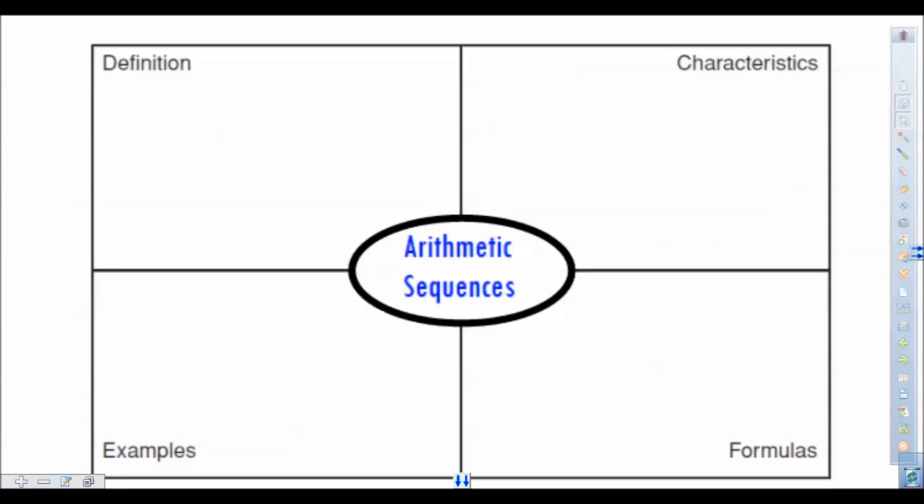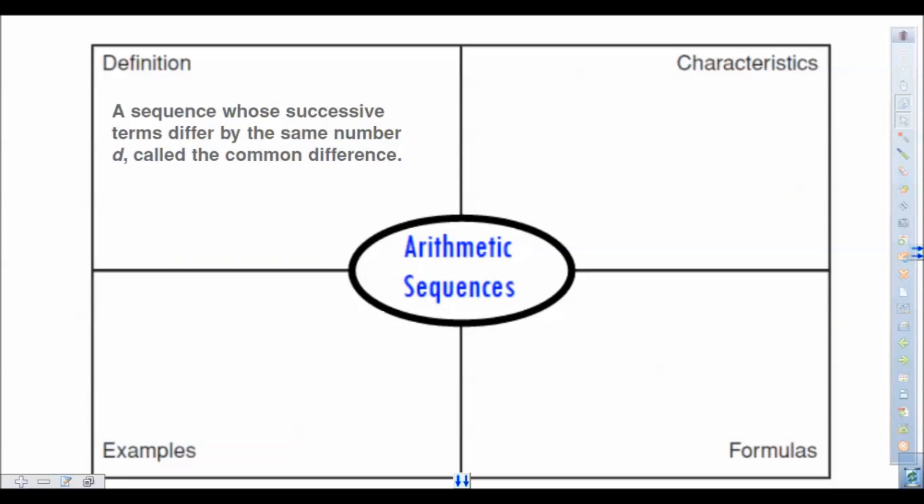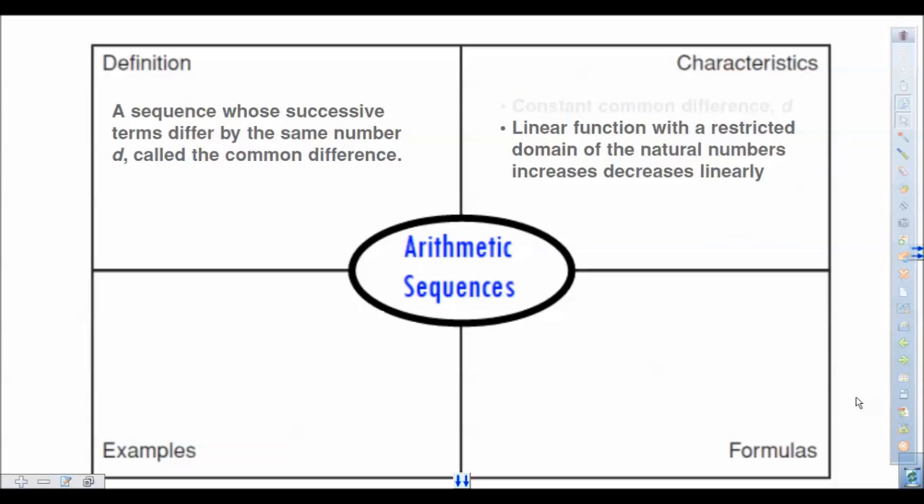So to sum up arithmetic sequences, their definition is a sequence whose successive terms differ by the same number D, which we call the common difference. Some easy characteristics to recognize about arithmetic sequences are that they have a constant common difference D, and the terms in the sequence behave like a linear function with rise over run, but your domain just gets restricted to natural numbers. Some examples of this situation look something like this.